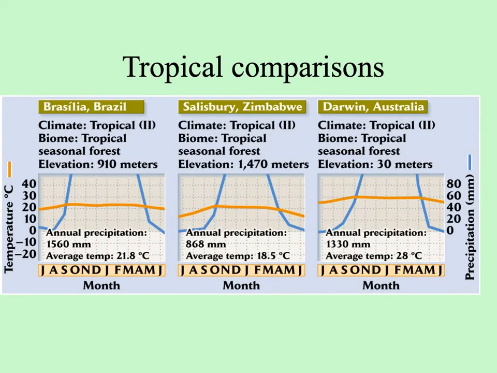And here are some tropical places, Brazil, Zimbabwe, and Australia, where the precipitation is much, much higher through most of the year, and then lower in the dry season. On the left is tropical seasonal forest. So a pronounced wet season and then a dry season, but fairly constant temperature, the yellow line through the year.